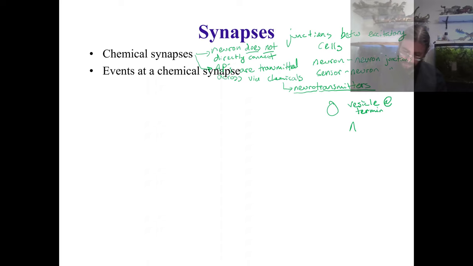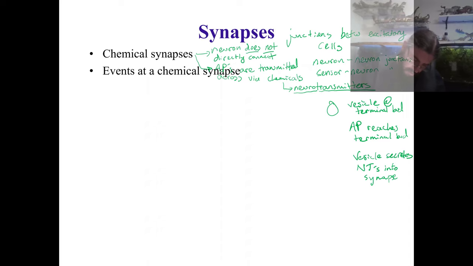The action potential reaches the terminal bud. I'm going to mention it in a moment, but instead of just sodium at the terminal bud, something special happens. But ultimately, you have a depolarization, and the vesicle secretes neurotransmitters into the synapse. So there's neurotransmitters, and then the vesicle secretes it into the synapse.